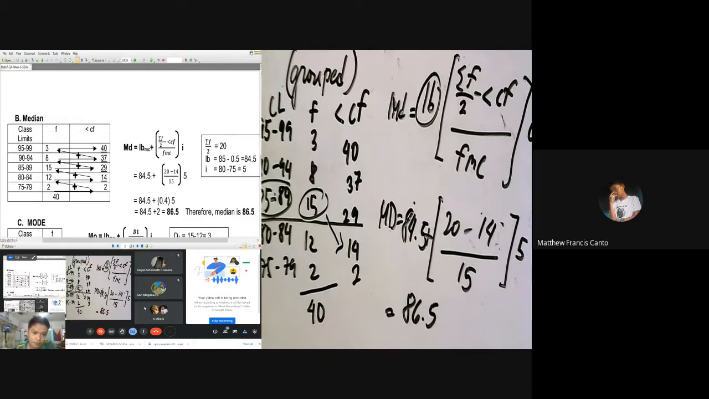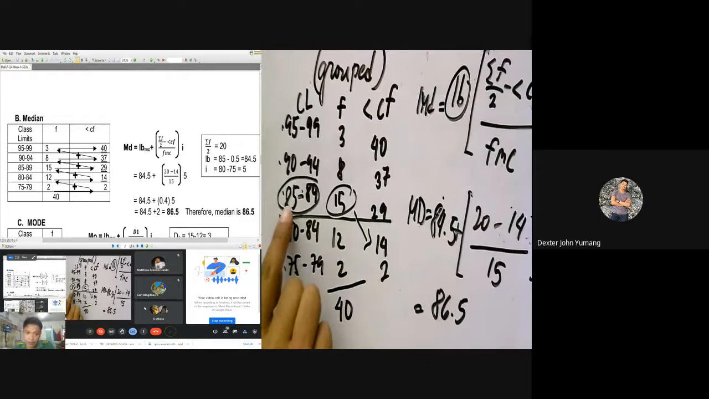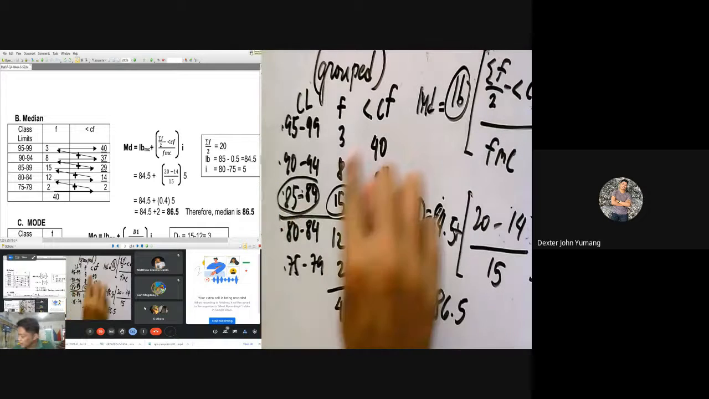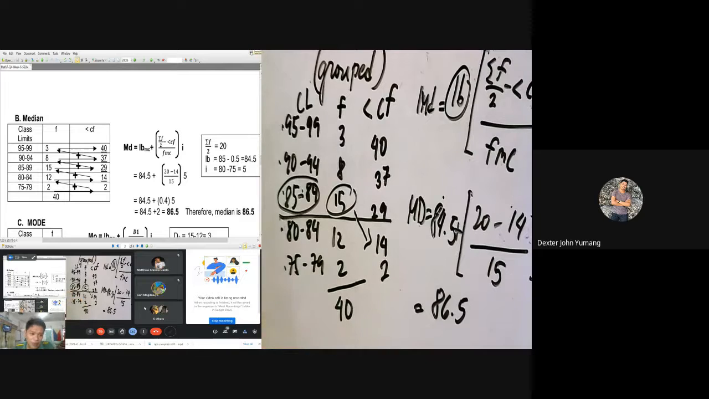Sir, paano mo nakuha yung 84.5? Yung 84.5 po, di ba galing dito? 85 at saka 89. Okay. Ang tawag po dito sa 85 is lower boundary. Para makuha po yung lower boundary is mag-minus ka lang ng 0.5. Saan galing ang 0.5? Yung 0.5 na yan, formula yan siya. Ibig sabihin, fix na yan siya. Kahit ano pang number ang gamitin mo, mag-minus ka talaga ng 0.5. So 85 minus 0.5, kaya naging 84.5. Ganun lang po yun. Okay?